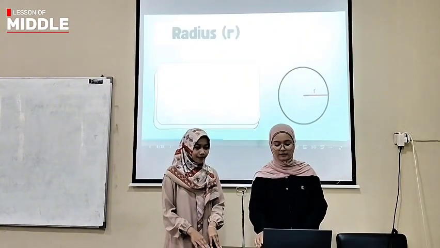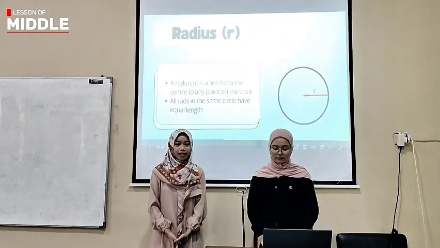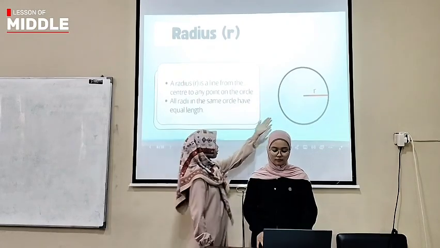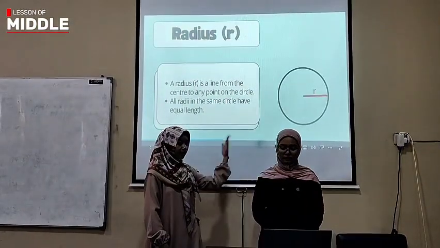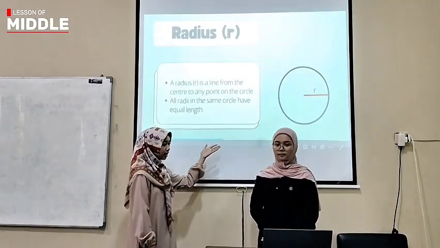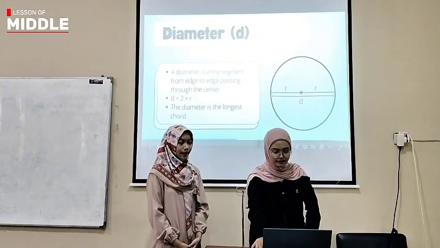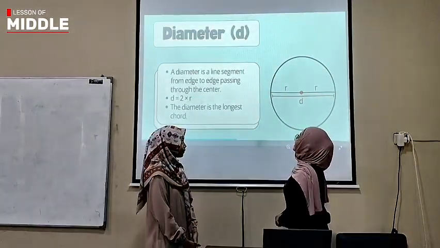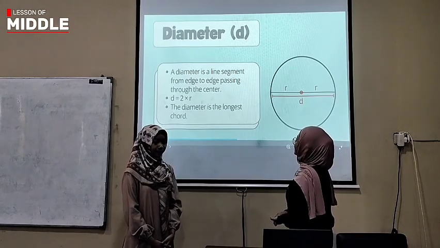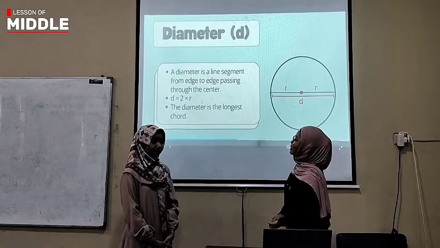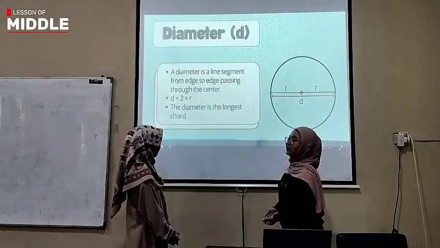And next, radius. A radius is a line from the center to any point on the circle. All radii of a circle have equal length. And next, a diameter is a line segment from edge to edge passing through the center. Diameter is twice the radius, and the diameter is the longest chord.